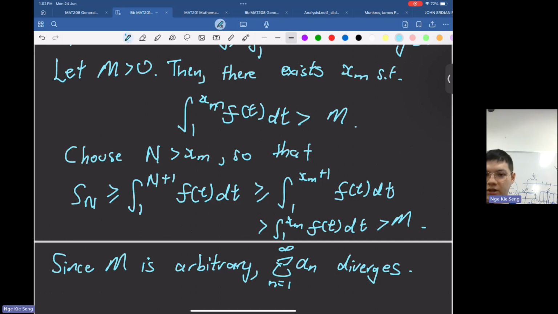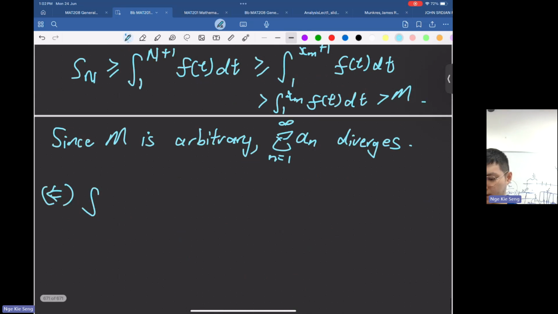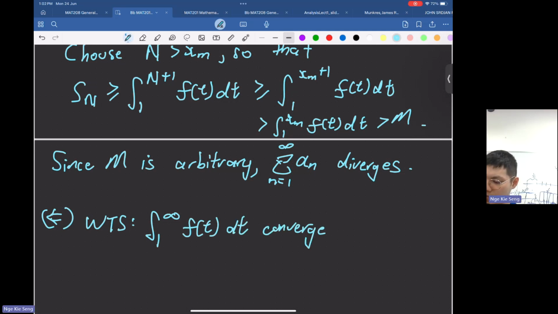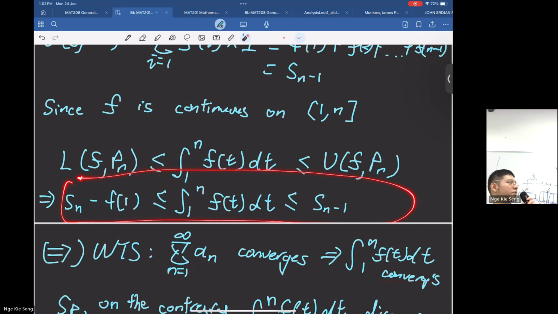Okay, so we'll continue to the other direction. So the other direction will be proving that, which direction is this? Yes. So you want to show that if the integral converges, then the infinite series also converges. Okay, so if you go back to this series here, what can you see here? If this integral converges, meaning what?